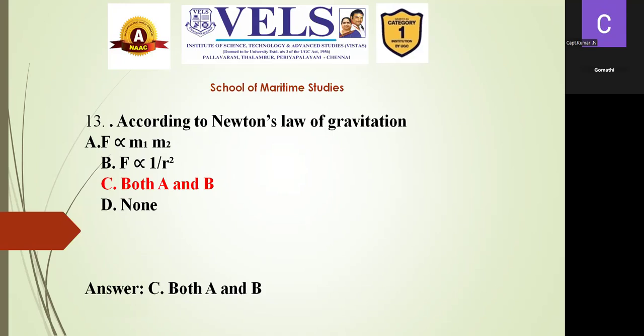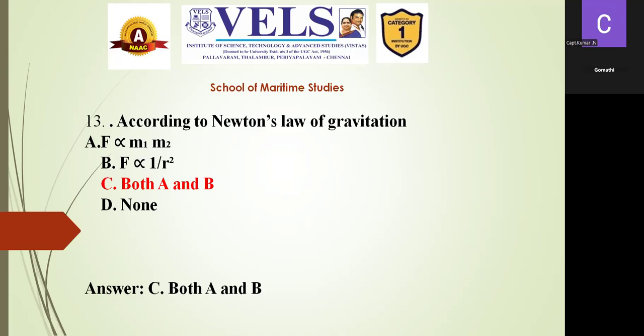According to Newton's law of gravitation, option A is F is directly proportional to m1 into m2. Option B is F is directly proportional to 1 by r square. Option C is both A and B. And option D is none of these. What does Newton's law of gravitation mean?